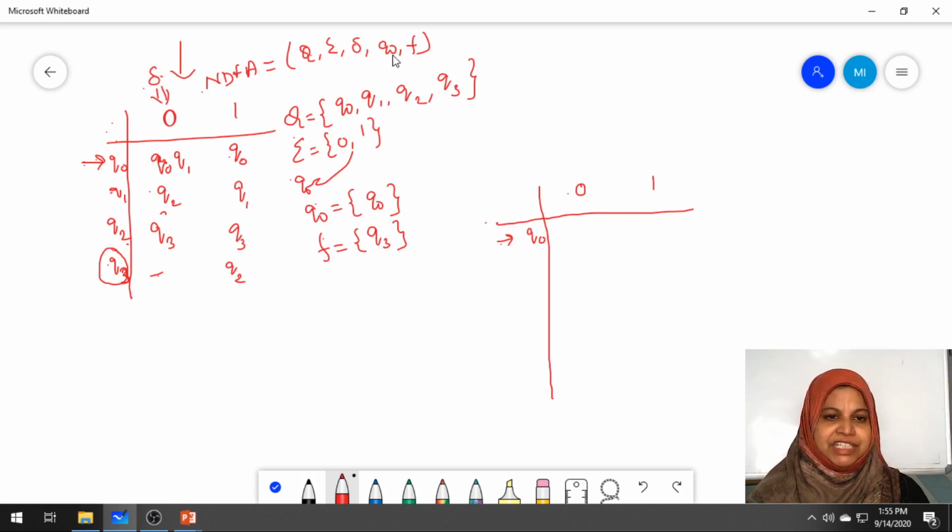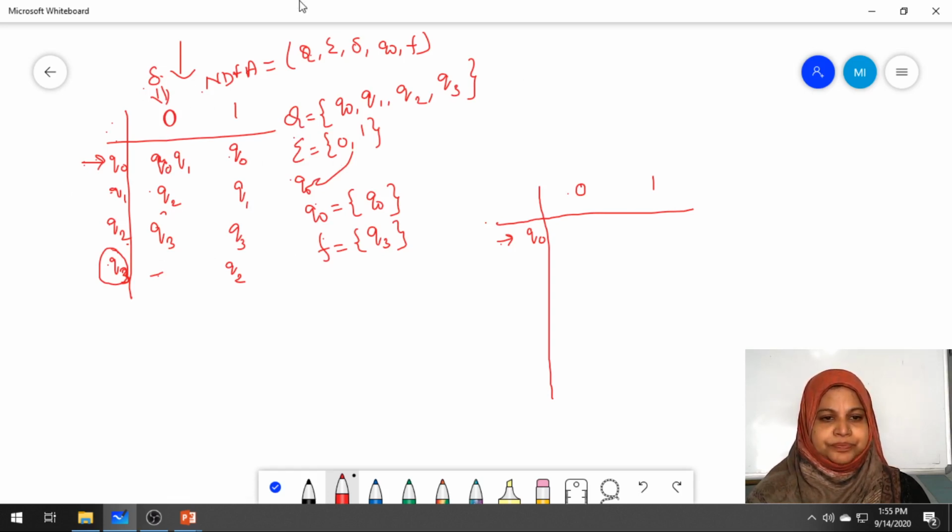Here Q0 is the initial state, because the arrow mark is there. That is the reason we are taking Q0 as the initial state. F is a subset, the set of final states. Here we have only one final state. So the first step is defining the NDFA by seeing the transition table.